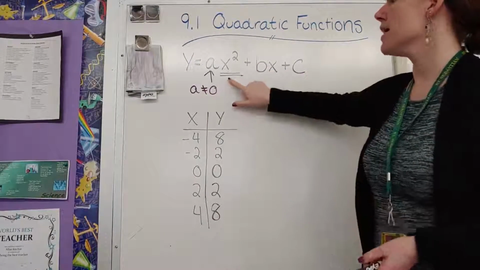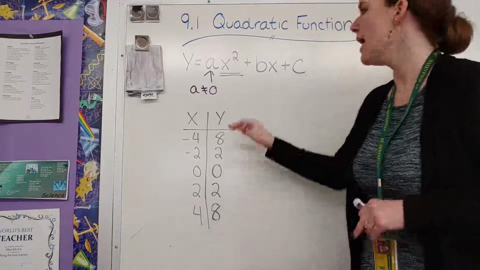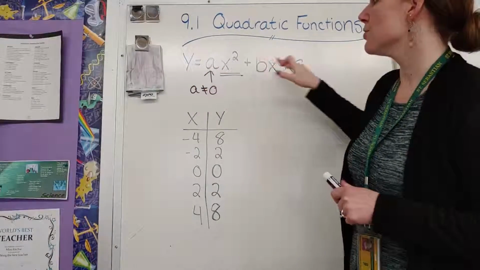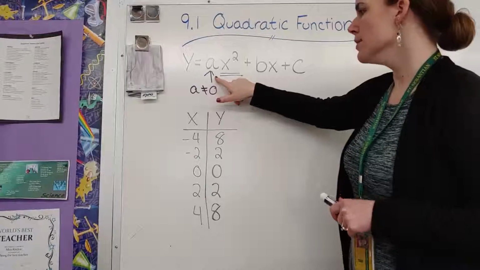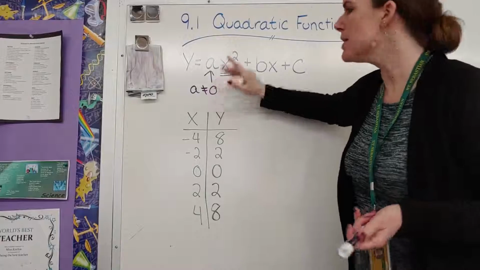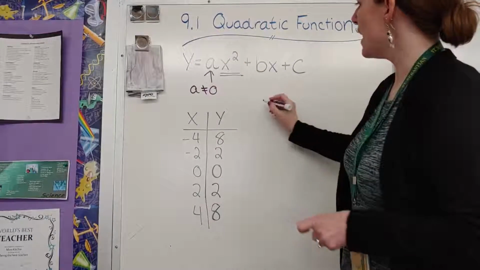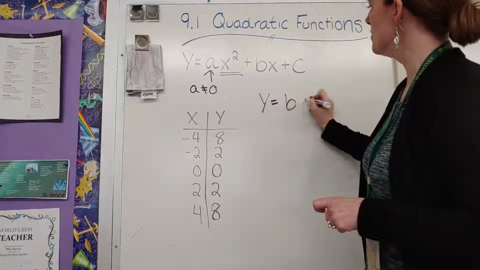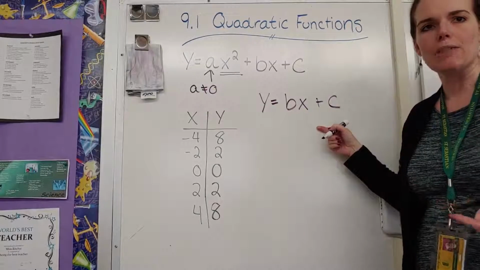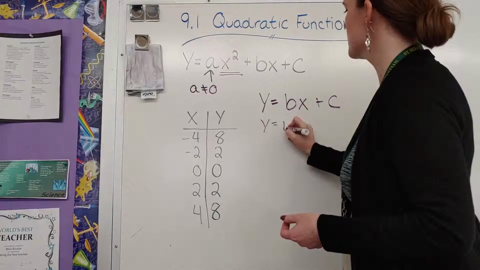You'll notice I have this x squared underlined. That's really how you know it's a quadratic. It's got an x squared term. So this is the standard form. This number can't be a 0. If the a were a 0, that would get rid of the x squared term. And if you just had y equals bx plus c, well, that's going to be linear. That should look really familiar because that's the linear form.